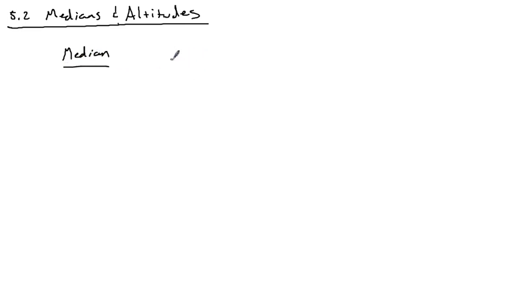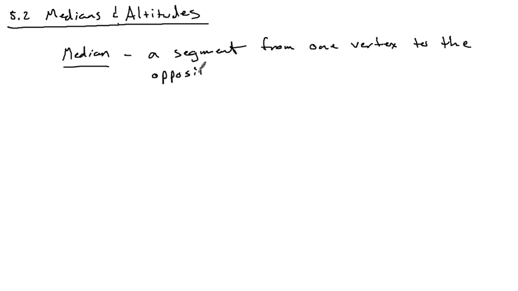It's a segment from one vertex to the opposite midpoint. So it's a segment from one vertex to the opposite midpoint. All right, so that's easy enough. We're going to draw a quick little picture.